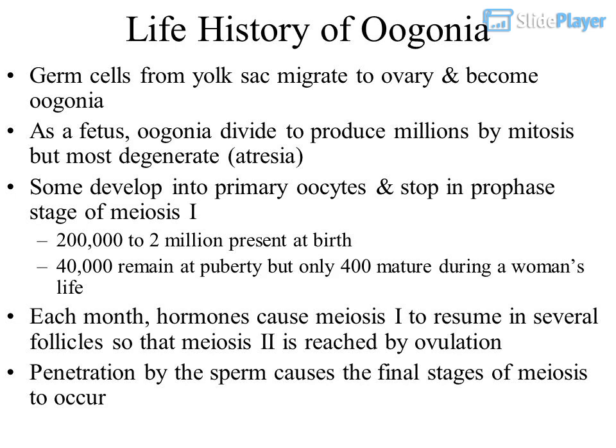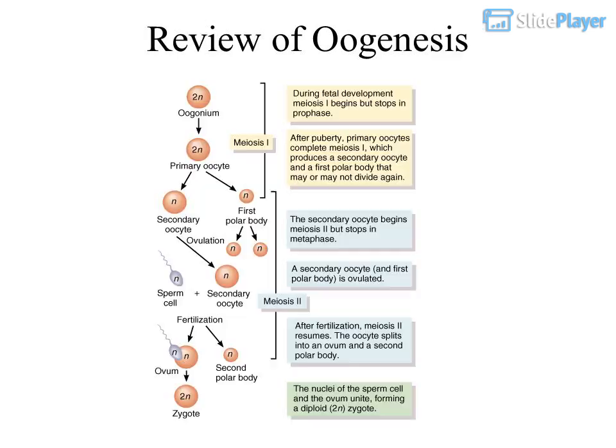Each month, hormones cause meiosis I to resume in several follicles so that meiosis II is reached by ovulation. Penetration by the sperm causes the final stages of meiosis to occur. Review of oogenesis.